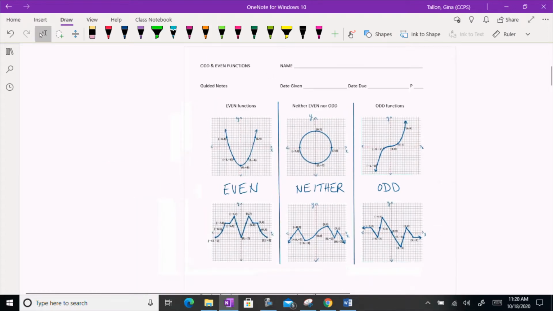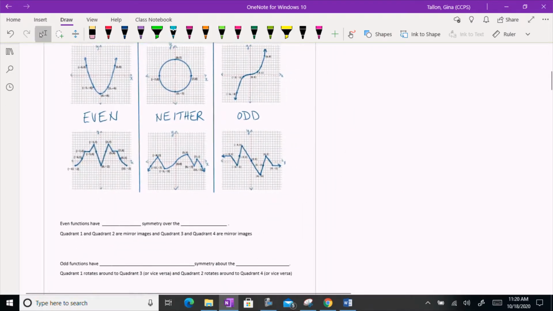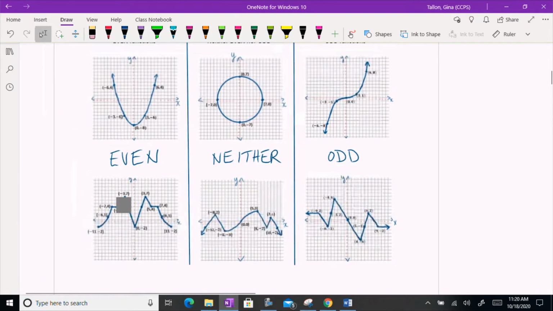Okay, so let's take a peek at some of the features that we're going to be having here. Let me squish this down just a little bit and scroll up here. Even functions have what kind of symmetry over what? I'm hoping that you can take a peek at these two graphs over here, and you can just imagine this line going right up and down here, this y-axis, and you can see that the function can be a mirror image of itself over the y-axis. Same thing down here. This is definitely a function as well. I haven't even said what a function is, but I hope you know that each x value has exactly one y value. So both of these are even functions because they are symmetric over the y-axis.